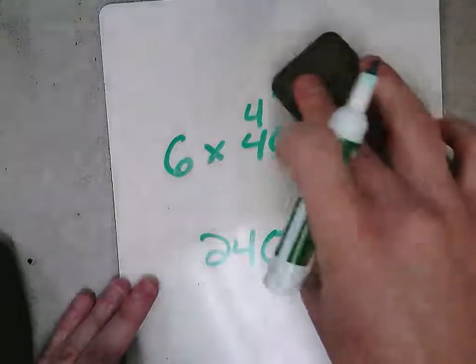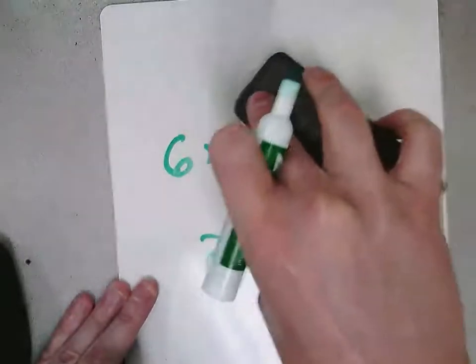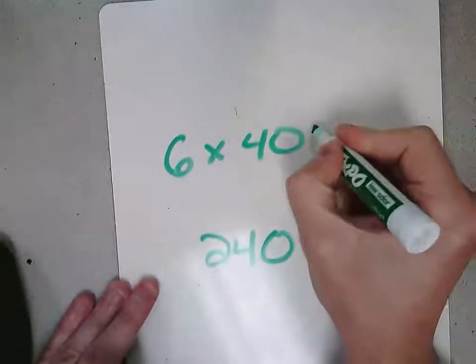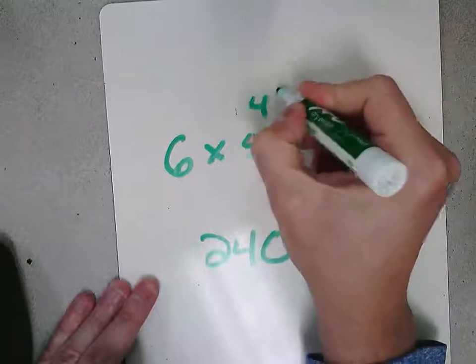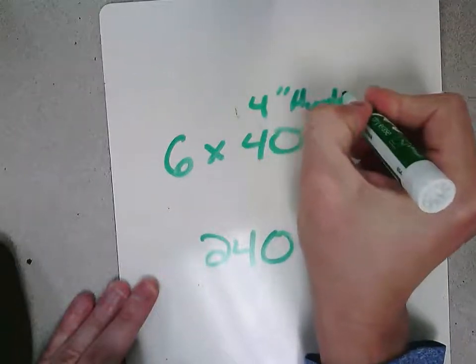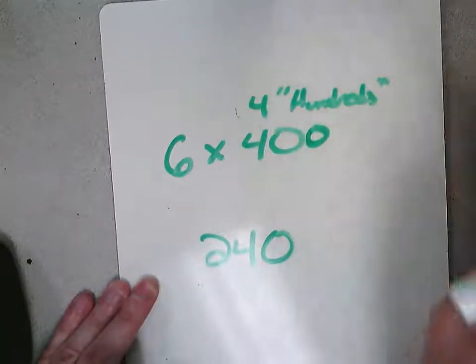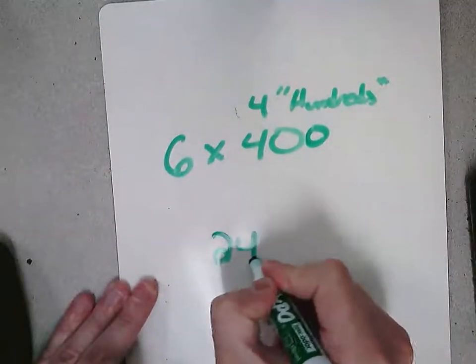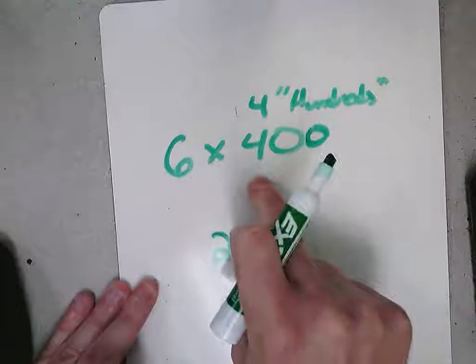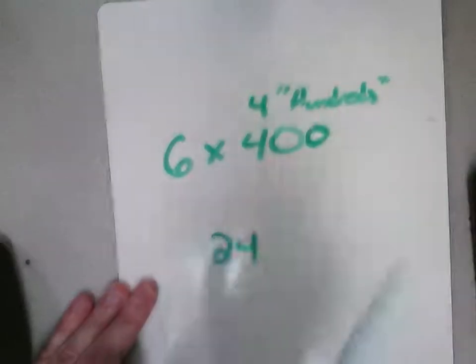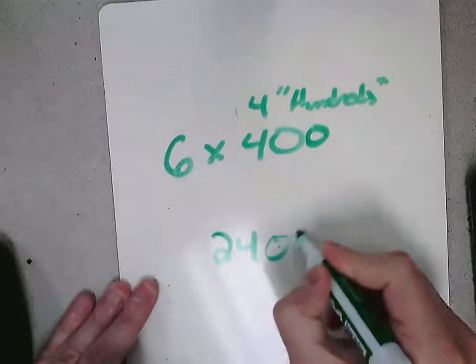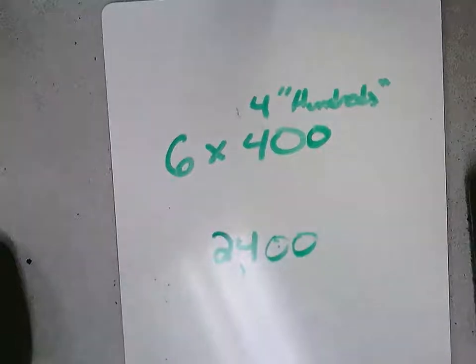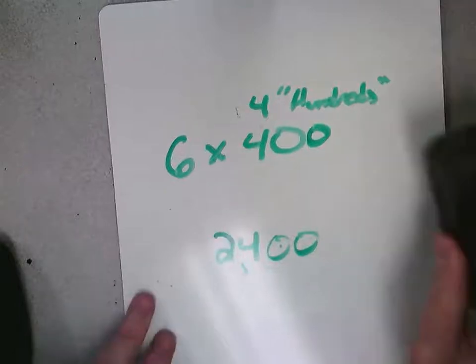Now, what if you said, well, Mr. G, what about if we're doing it with the hundreds? Well, it's the same thing. If this was 400, that's 4 hundreds, right? It would be, again, 6 times 4 is 24, but it's not 24 ones, it's 24 hundreds. 2,400, okay? Same exact idea, okay? Let's look at another one.